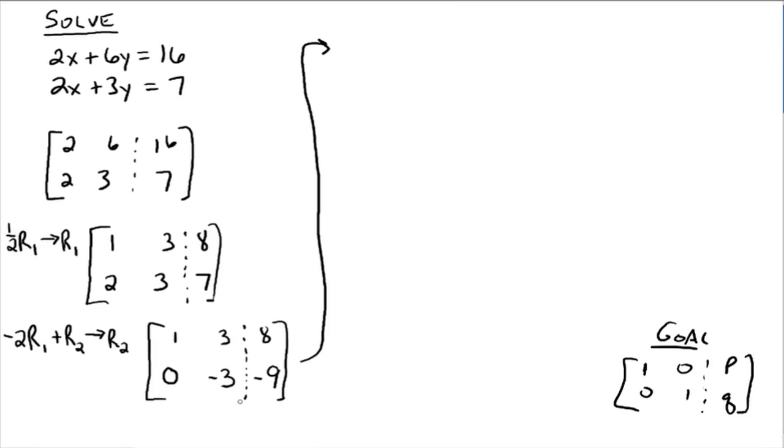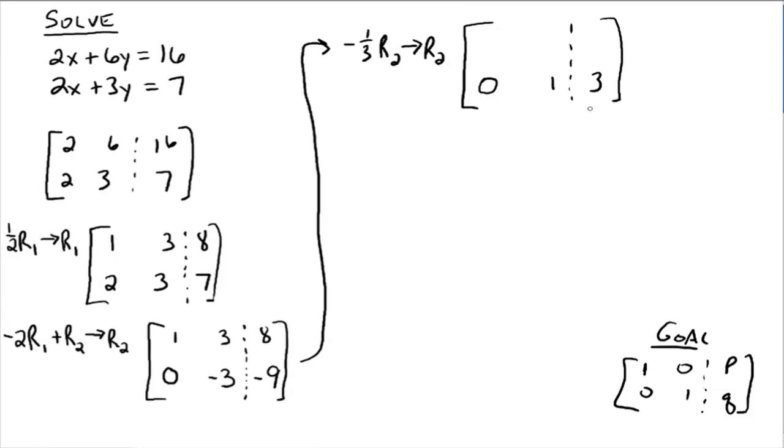Now go to the next column and say, alright, where do I want my 1? Well, you want your 1 where this -3 is. So how do you make that -3 into a positive 1? Well, we go -1/3 times row 2, which gives you a new row 2. So what would that look like? So you'd have -1/3 times 0 is 0, -1/3 times -3 is 1, and -1/3 times -9 is 3.